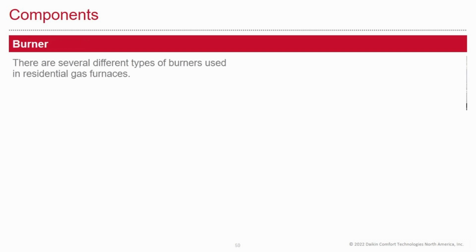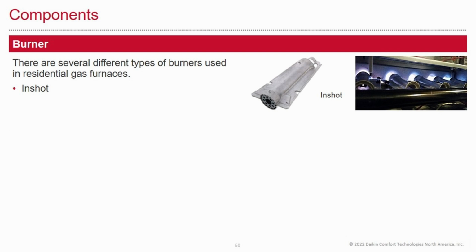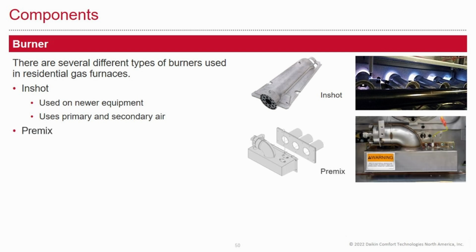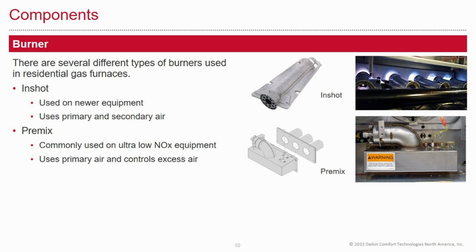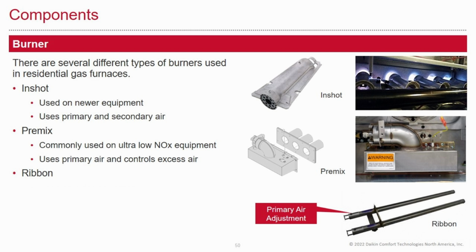Burners. There are several different types of burners used in residential gas furnaces. The in-shot burner is used on newer equipment and uses primary and secondary air. The premix type burner, commonly used on ultra-low NOx equipment, uses primary air and controls excess air. The ribbon burner is used on older equipment and uses primary and secondary air.